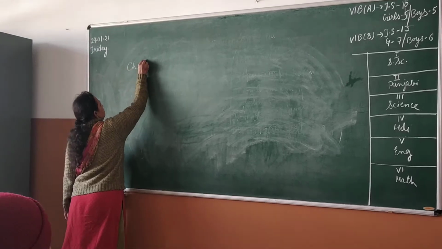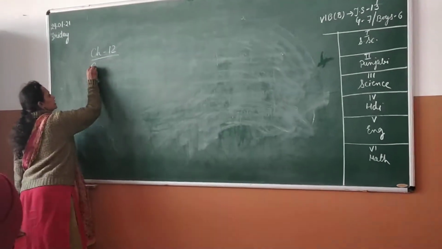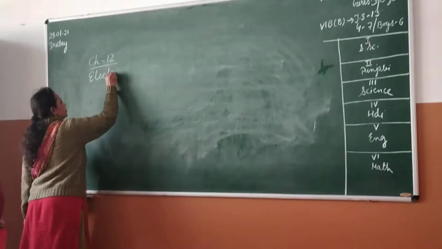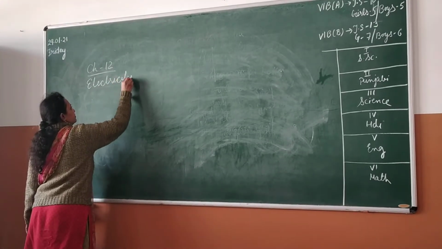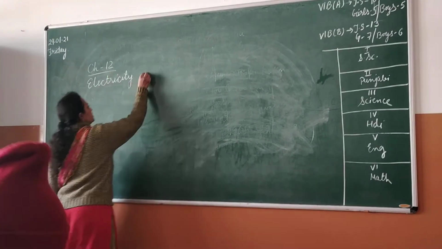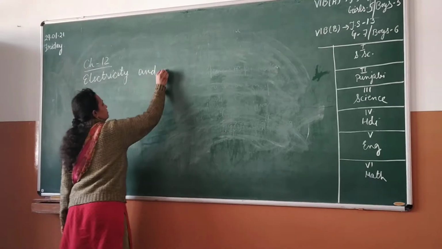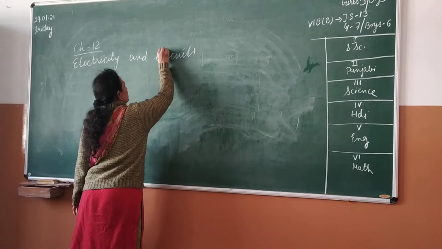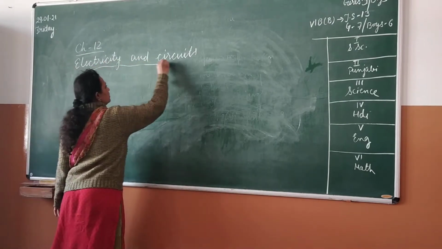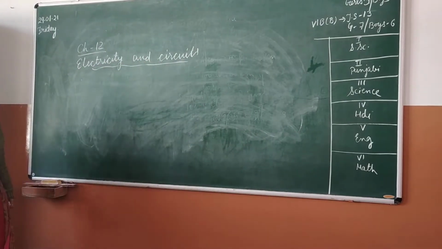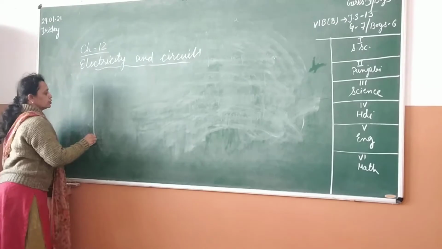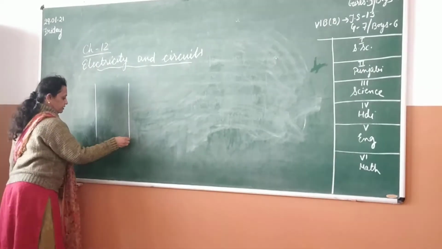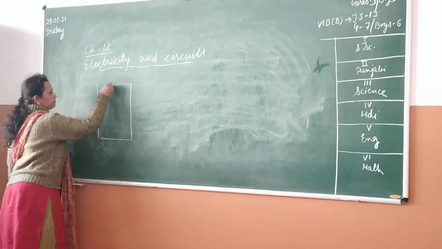Number 12. Name of the chapter is Electricity and Circuits. Okay, on that day we have done the dry cell. How to draw the dry cell? Very simple.